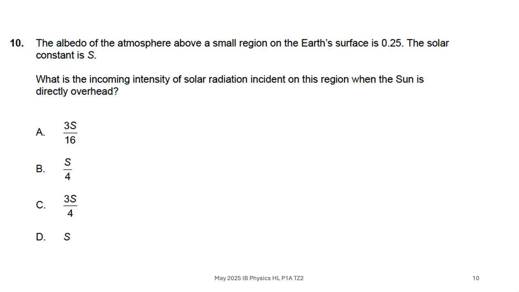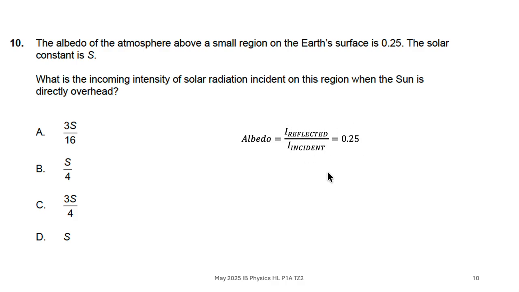Okay, so I think the way that this question is worded is a bit nasty. Okay, we'll talk about this. Let's try and break it down in a bit of detail. First, we know the albedo. Now, albedo is a dimensionless quantity, 0.25. What does it mean? It's the reflected intensity divided by the incident intensity.